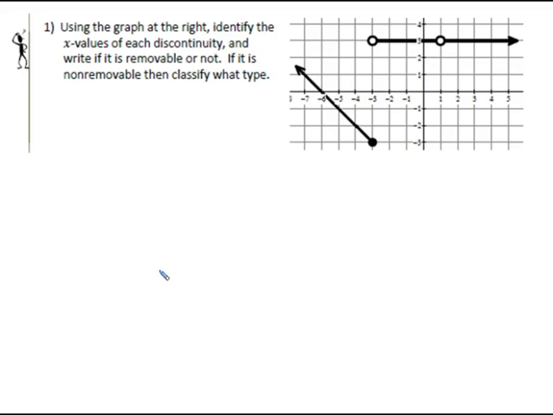Alright, so taking those three different types of discontinuities into play, I want you to try to identify the different discontinuities happening in this graph and their x values, and then just describe them as removable or non-removable. Okay, I'll be back in a second to see how you do.